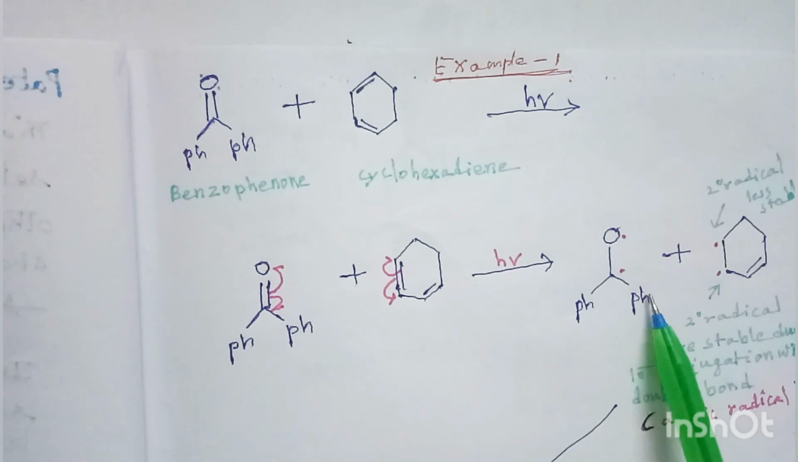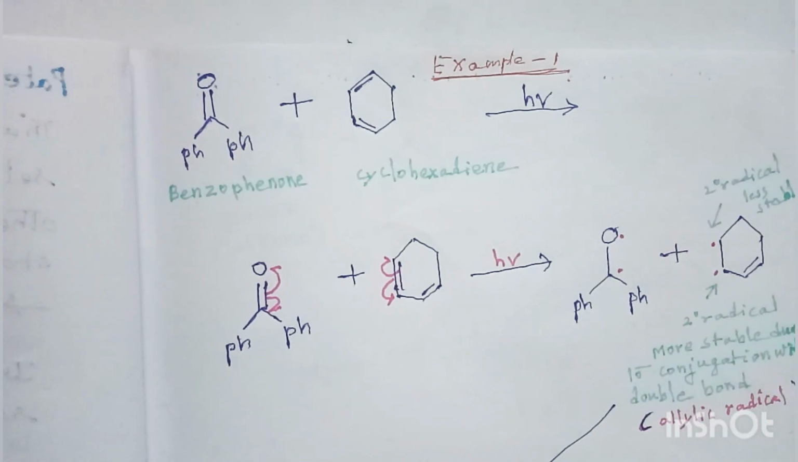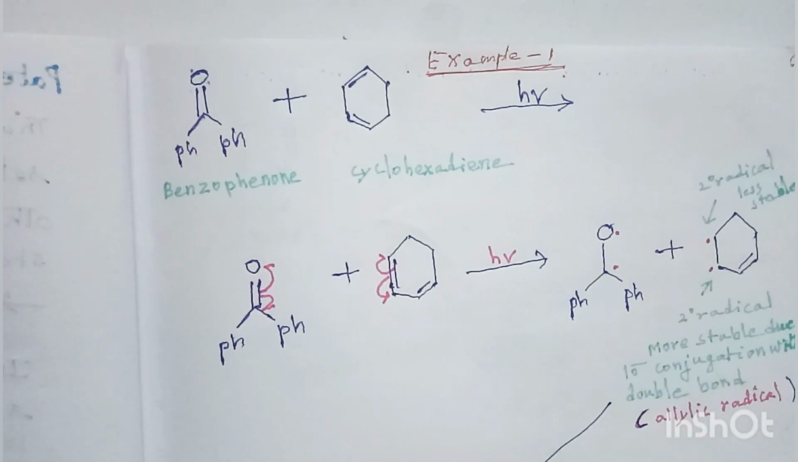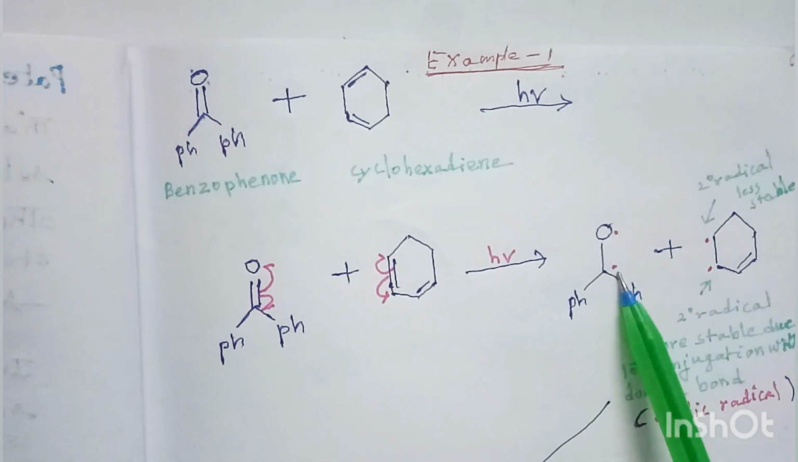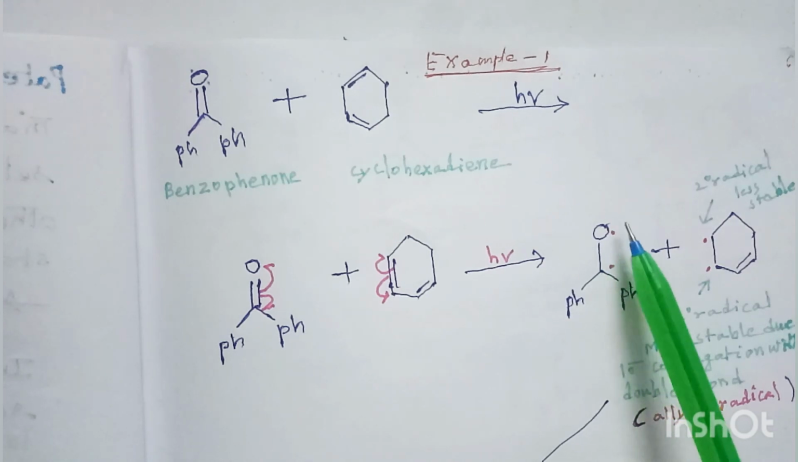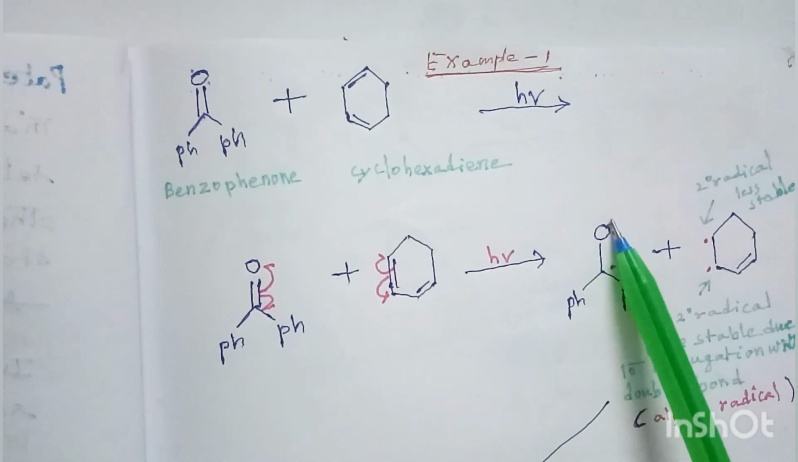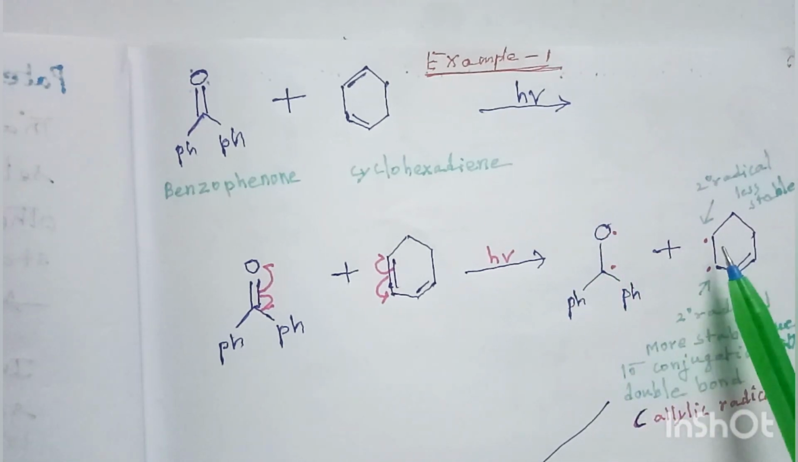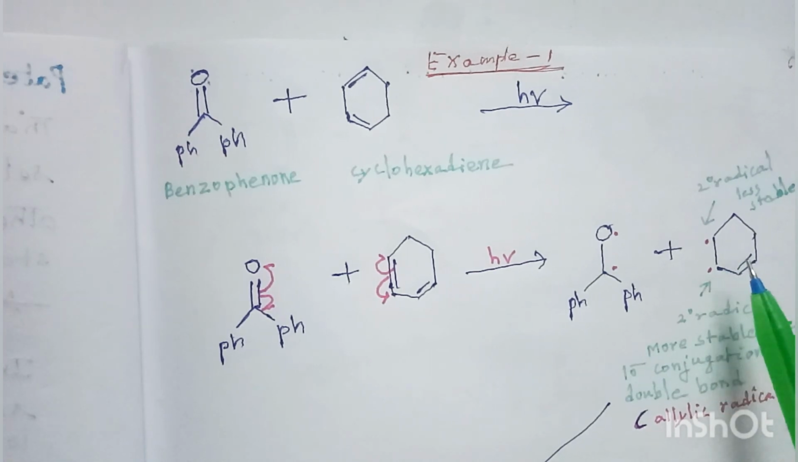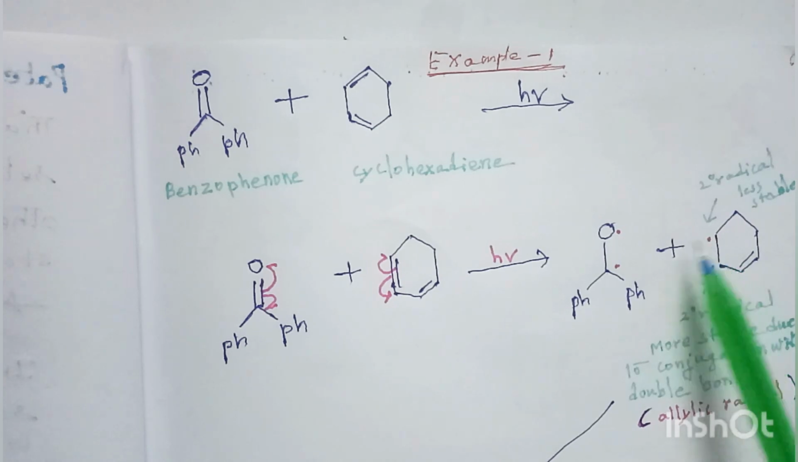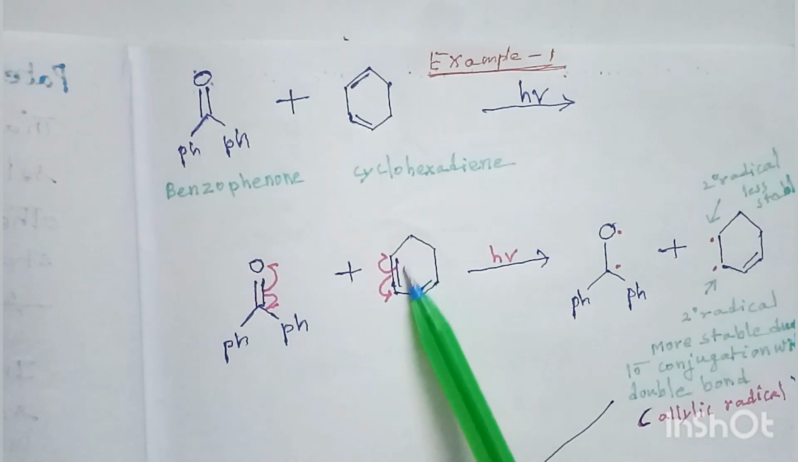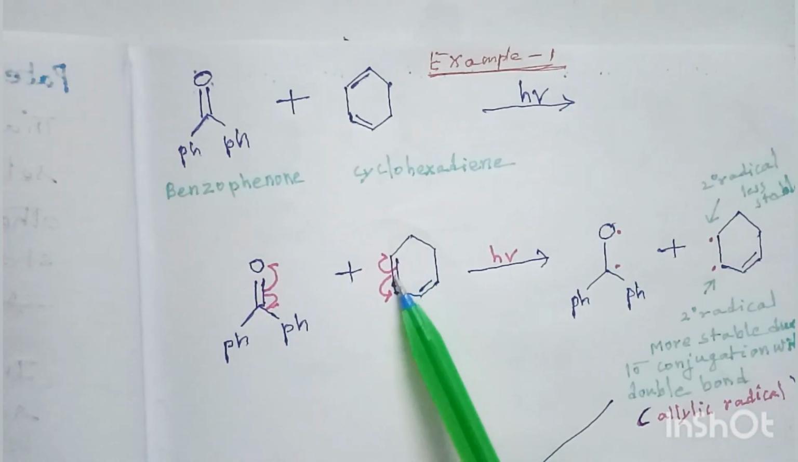So we have two radicals, one radical on carbon, one radical on oxygen. This oxygen radical is less stable, as we all know. Here on this cyclohexadiene, two radicals are formed because of homolytic cleavage of this bond.